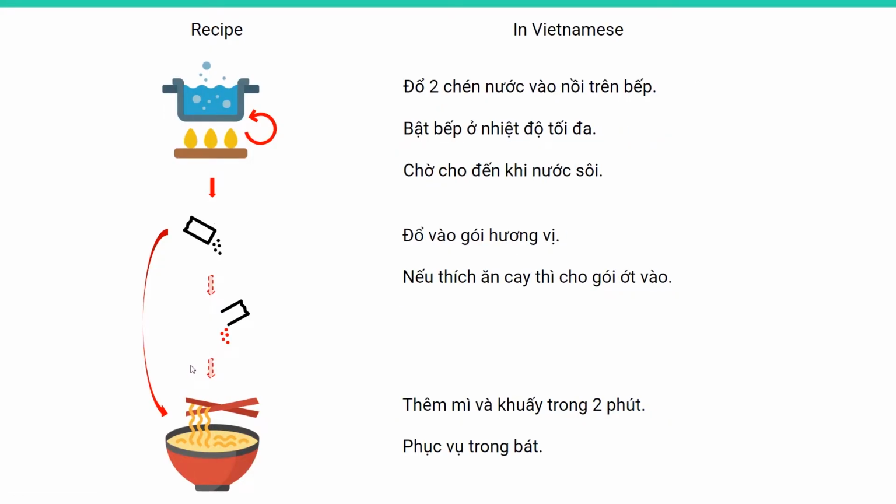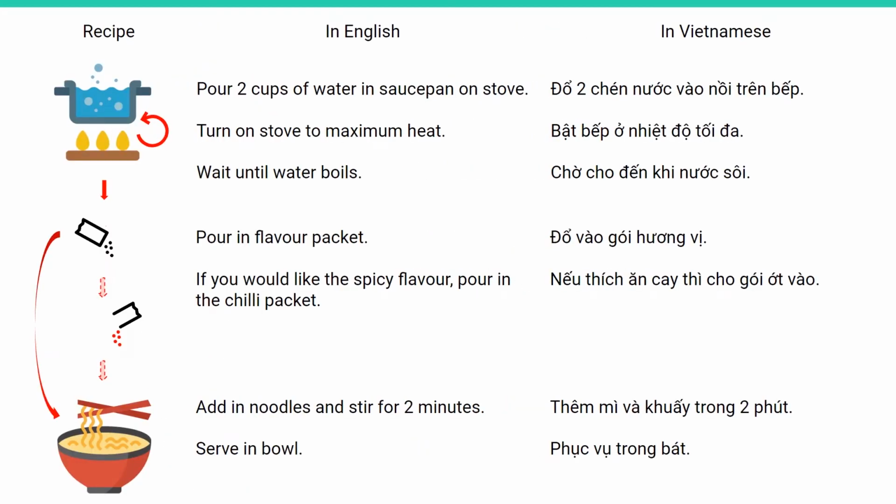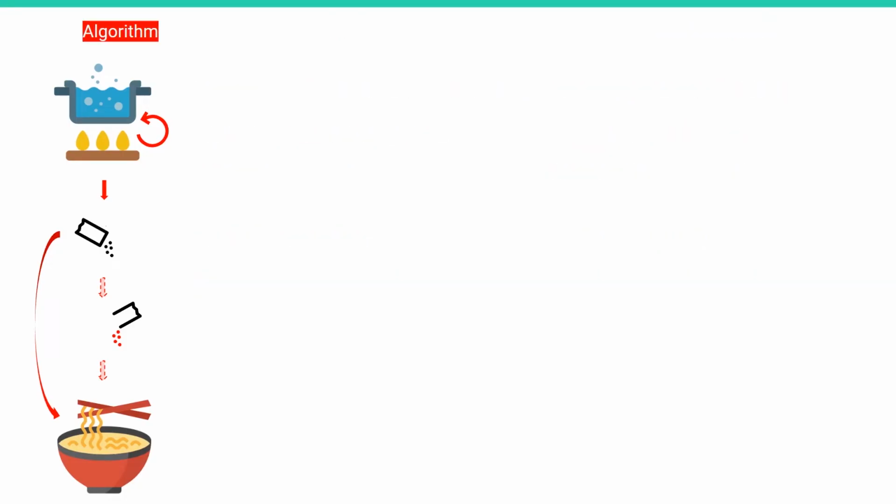Now, if I were to ask my Vietnamese mum, who is a much better cook than I am, to complete the steps for me, I would have to communicate the steps to her in Vietnamese instead of English. So to link this story back to pseudocode and algorithms, the instant noodle recipe is the algorithm. That is, it's the series of steps needed to solve a problem.